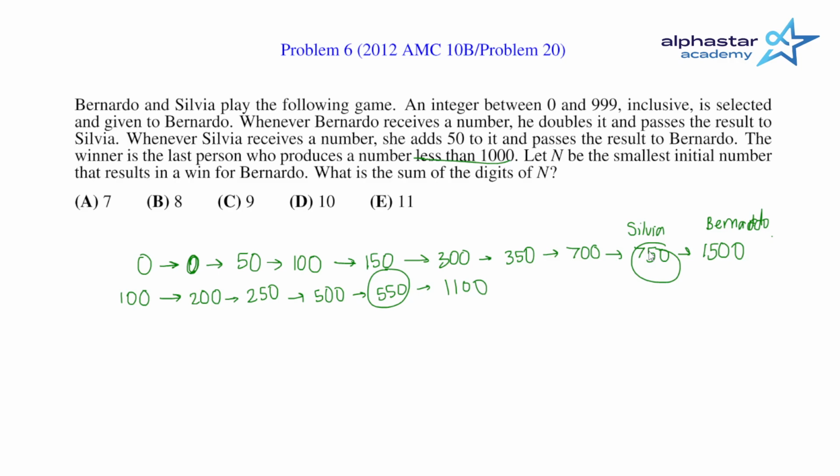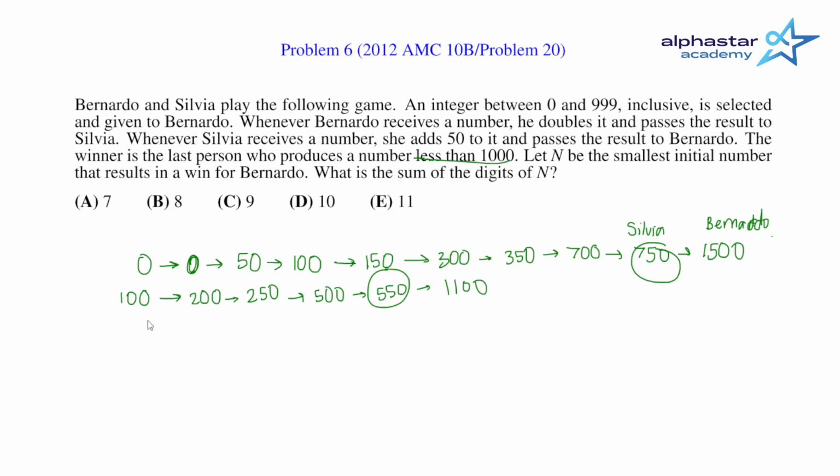So we can see that there's a sort of bias here. In particular, intuition tells us that Bernardo isn't expected to win a lot of the time because Bernardo makes much larger jumps than Sylvia. So Sylvia's small jumps are more likely to stay below the 1000 threshold, whereas Bernardo is very likely, after doubling, to basically lose the game. So we just need to find the smallest initial number that results in a win for Bernardo. That number is probably going to be pretty small. But how small exactly? Let's see.